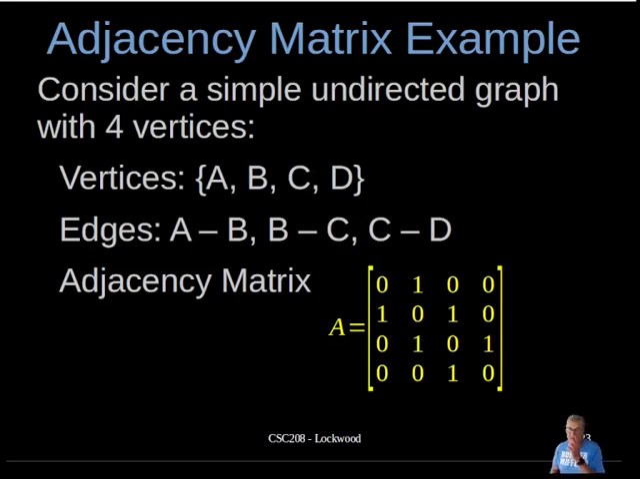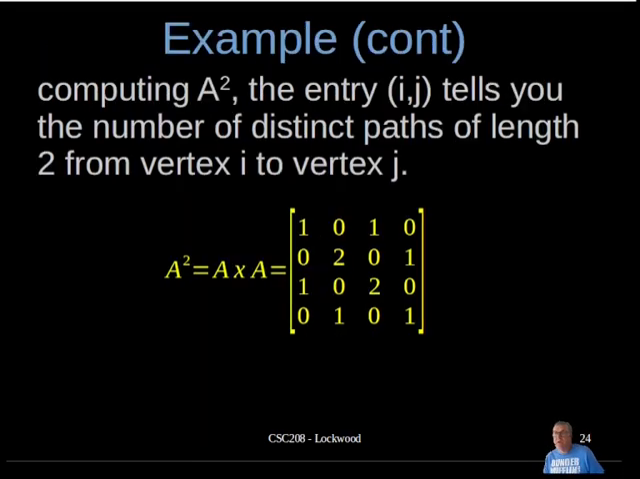So let's look at an adjacency matrix example. Let's consider a simple undirected graph with 4 vertices, A, B, C, and D, and the edges AB, BC, and CD. So I'm showing the adjacency matrix for that graph. And what I want to show you is there's a couple interesting things we can do.